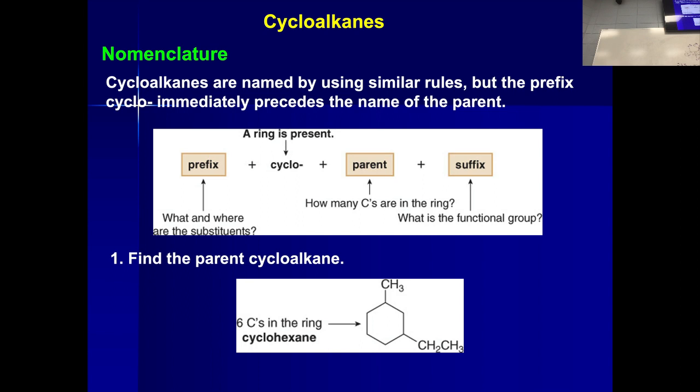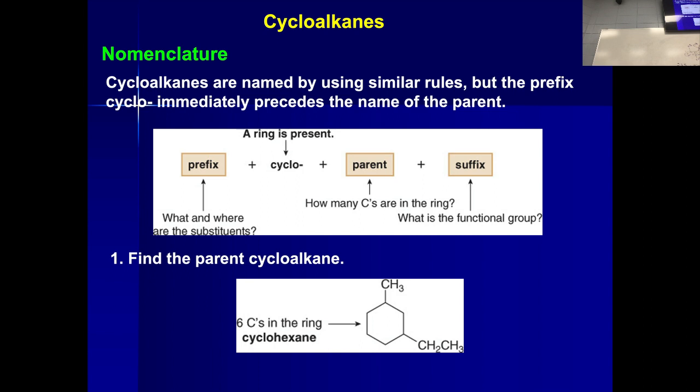What are the substituents then? The ring itself is the parent. What's hanging off the ring? There's a methyl group. We've got a methyl group and we've got 2 carbons. Ethyl. Right, so we've got a methyl group and an ethyl group. So this is some type of ethyl methyl cyclohexane.